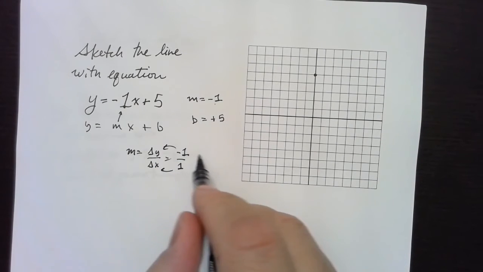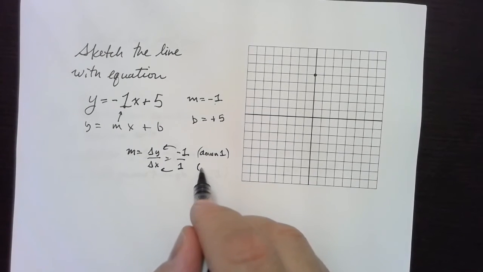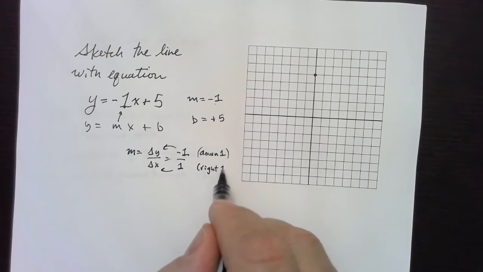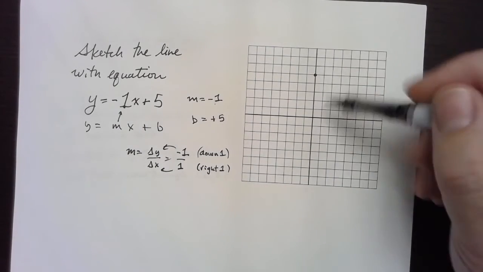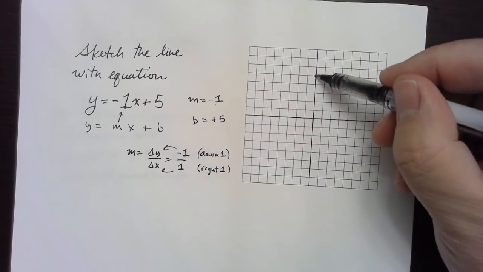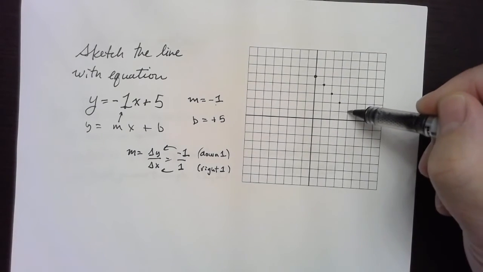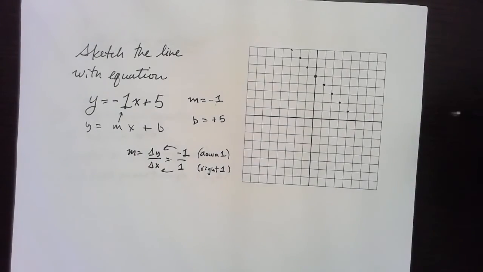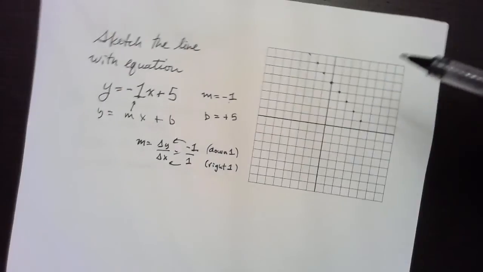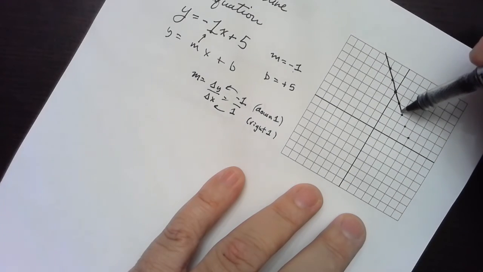And this tells me I have to go down 1 and then right 1 to get more points on the line starting from this one. So with the slope of minus 1, I go down 1, right 1, down 1, right 1, and if I do this over and over again, I can create lots of points that must be on this line. And so this line looks something like this.